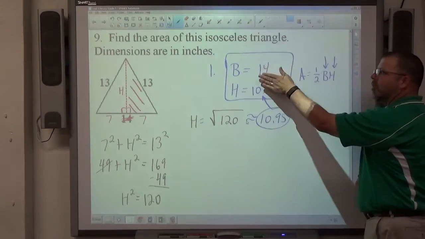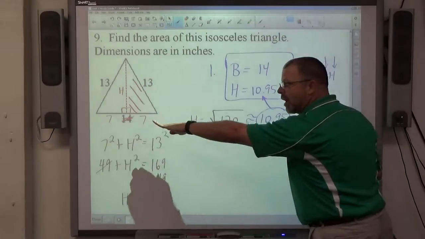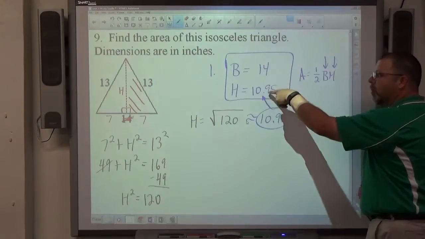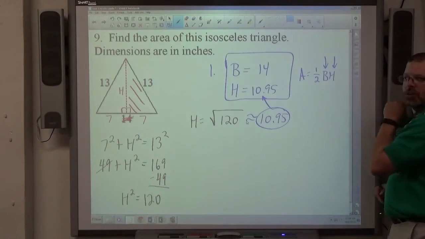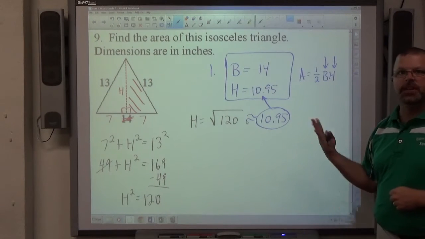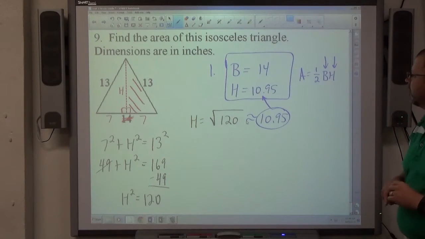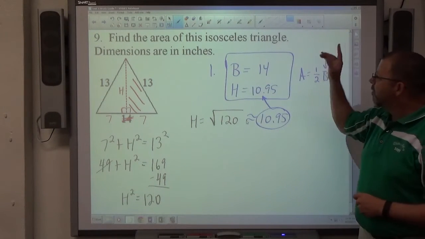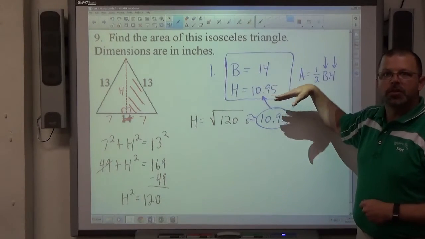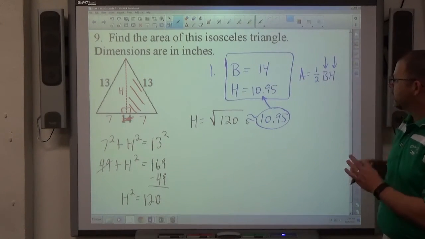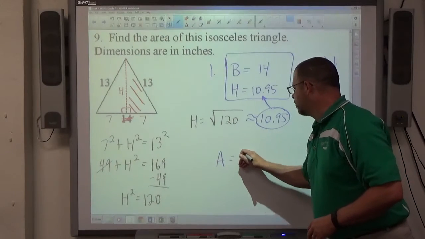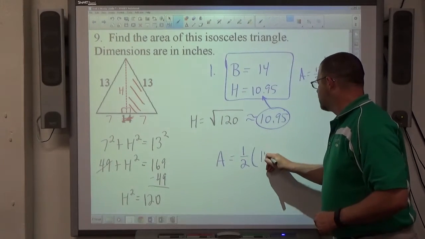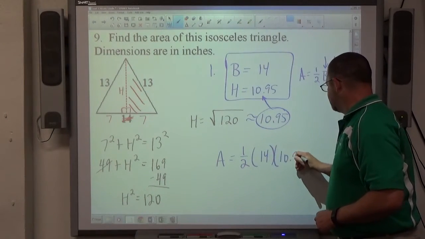Alright, so I wrote down the base immediately. I used the little Pythagorean Theorem stuff to find the height. Once I know both of these numbers, I simply have to use the triangle area formula that we used back in 6th grade, or 5th grade, whatever grade you first started doing areas of triangles. We didn't have decimals probably in those grades, but again, it's 1/2 times base times height. So area is equal to 1/2 times base times height.